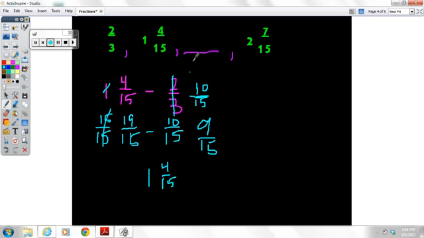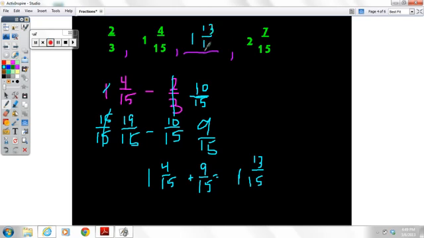If I do this correctly, whatever answer I get should be the missing term. So I have 1 4/15, and I add 9/15 to that. And what do I get? I have 1 13/15. Now, 1 13/15 should be the answer if we were correct in saying that the term is increasing by 9/15. I want to make sure that that's accurate.